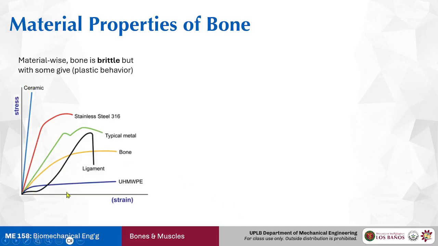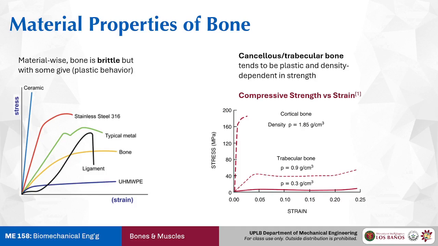So this is a strain curve of a lot of different materials that interact with the body, especially with prosthesis. So bone itself does not break all the way. It does not behave fully brittly. There is some give, so there is some plastic behavior. Now, all right. So we know that bone is made up of mostly ceramic. So where's that plasticity coming from? It's actually coming from the cancellous bones, if I infer it correctly.